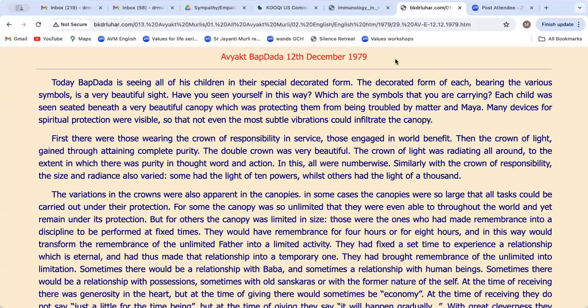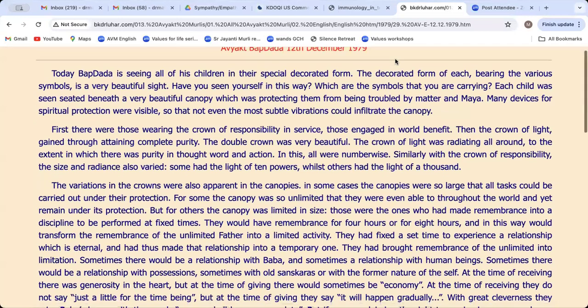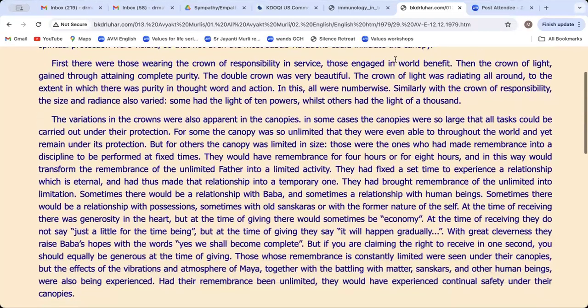At the time of receiving, there was generosity in the heart. Like lene ke samay from Baba, yes, behad ka mil raha hai. But at the time of giving, there would sometimes be economy. So I am not good at giving. At the time of receiving, they do not say just a little for the time being, but at the time of giving, they say it will happen gradually.